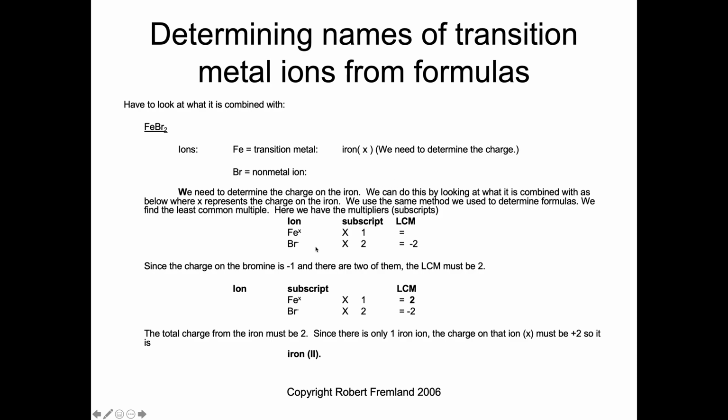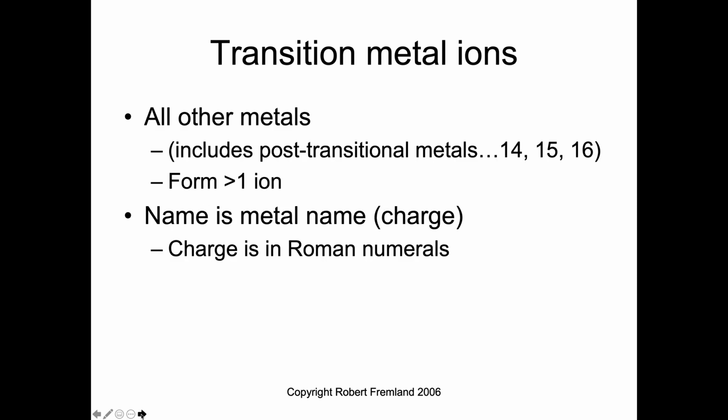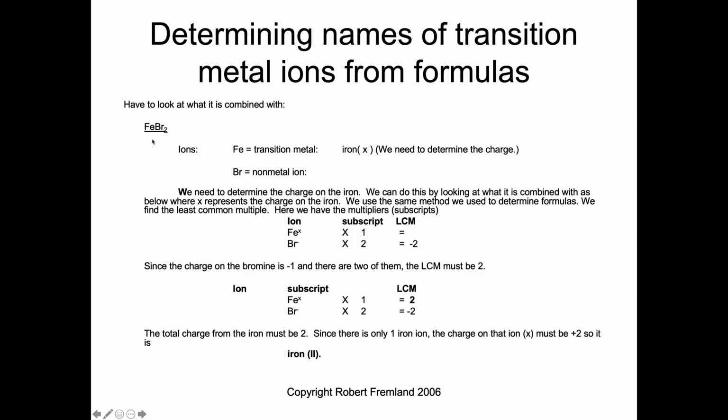You can read through this, but let's say we have this compound, FeBr2. We need to come up with a charge on the iron. It's going to be called iron something. So we look at this, we have iron with some charge. Bromine, however, is a nonmetal in group 17, so it's a -1.